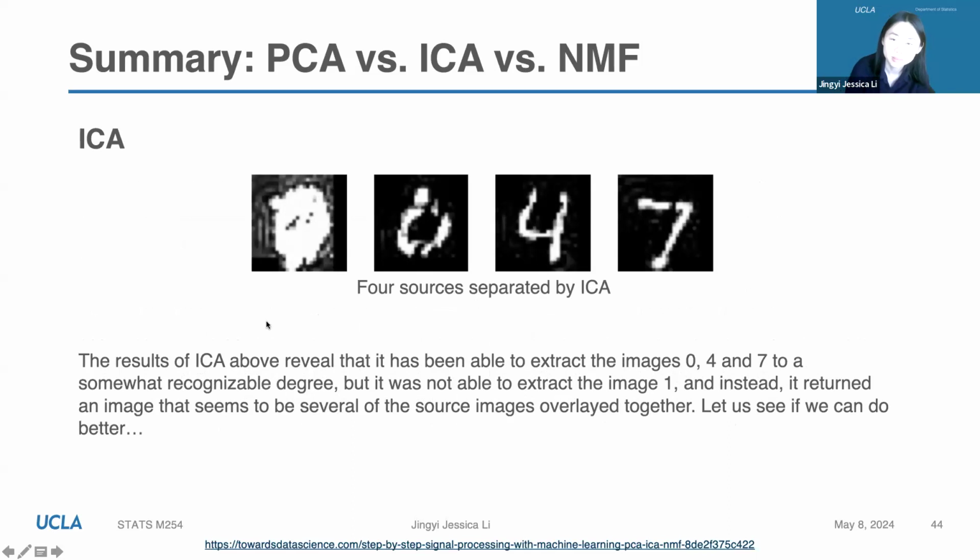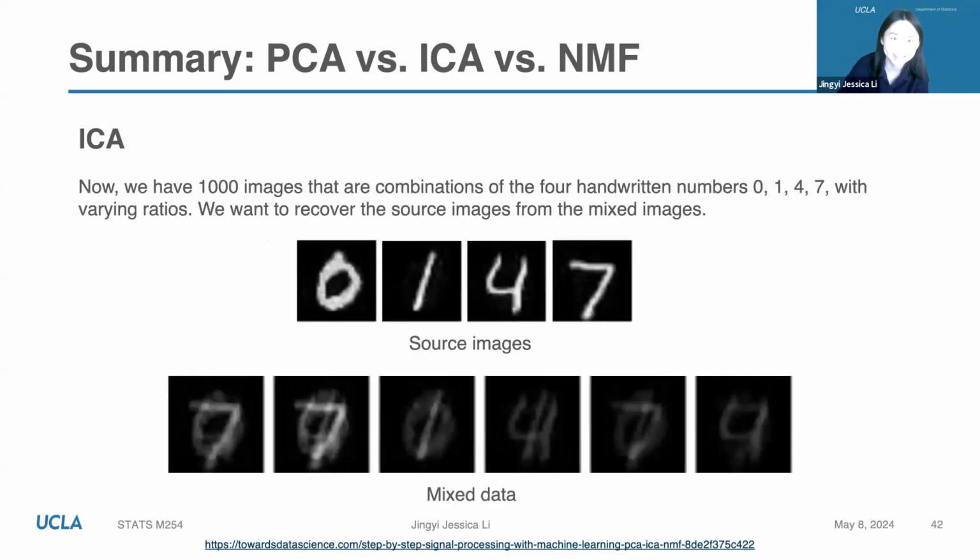What's the reason? Now it's brainstorming, or it's just a question time. Why does ICA not work so well for 1? Is it because basically there's a lot of ones in 4 and 7? Exactly. We cannot say the original sources are independent. I think that's the key.